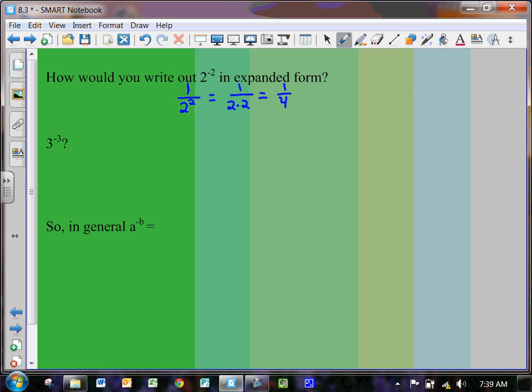So 3 to the negative third would be 1/3 times 1/3 times 1/3. Because that negative goes to the bottom, let me write that for you. It started out being 1/3 to the third with a positive, which is 1/3 times 1/3 times 1/3 if you expand it out. So in general, a to the negative b is 1/a to the b. So it leaves in terms of a fraction. Fractions are going to be pretty important in this section.